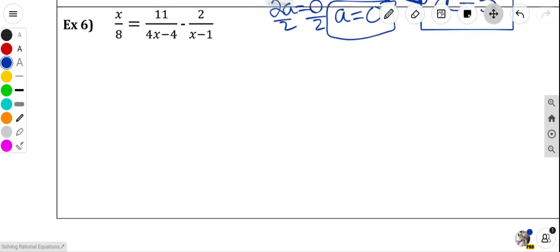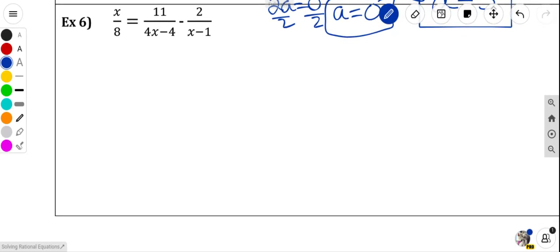Okay, last one, number 6. So this time on the right-hand side is where we have our two fractions. Remember, in order to get these to be the same, if you can factor, you do want to factor. So this one here is 4 times x minus 1. That way you can easily compare it to this one and see that they do have that x minus 1 in common, but the right-hand side just needs a 4.